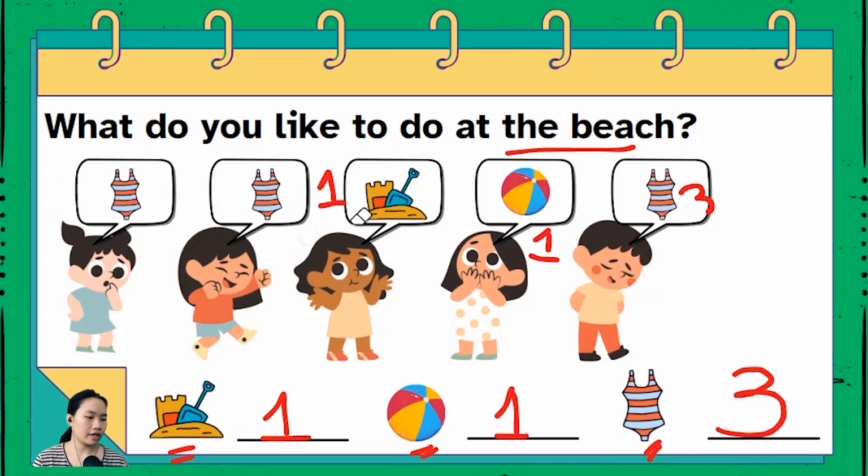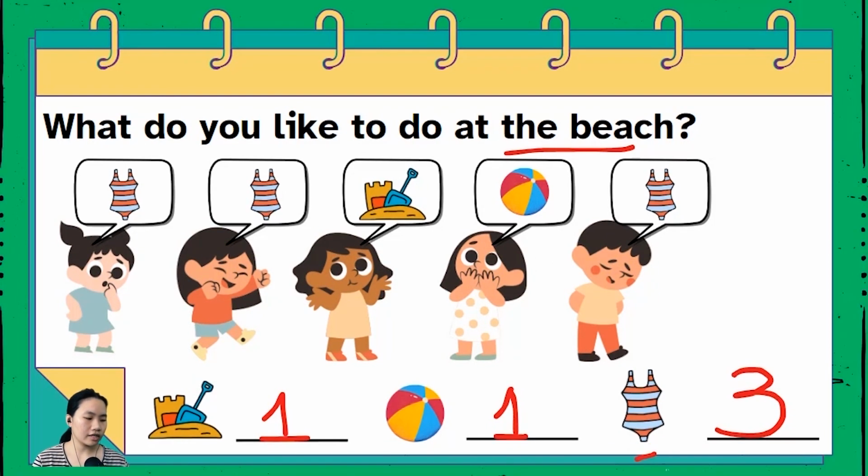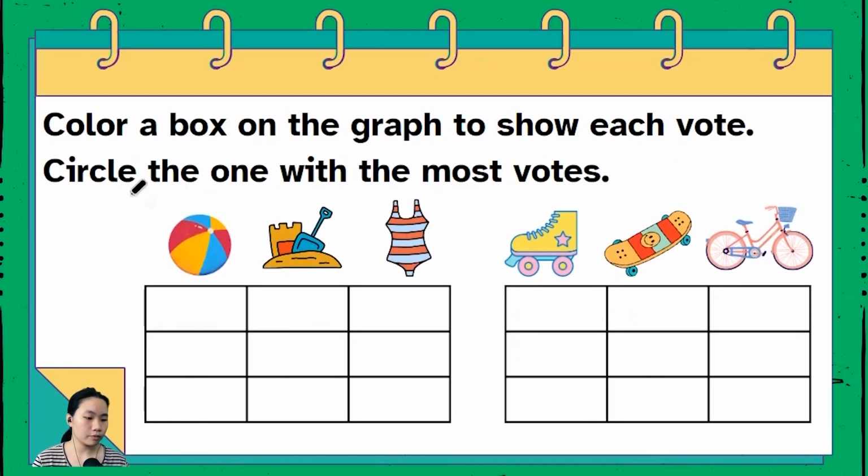So let's do a quick recount. I'm going to erase all of this. There are 3 kids who would love to go swimming. There's only 1 kid who would love to play with a beach ball, and another 1 kid that would love to play with the sandcastle. Let's move on to the next part.